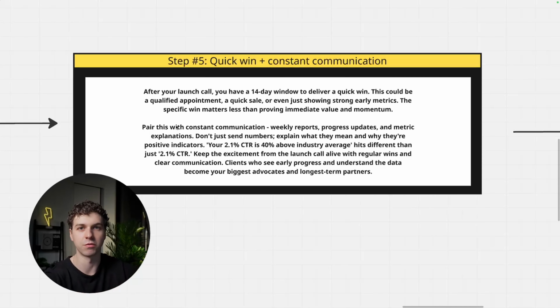If you pair this with constant communication, weekly reports, progress updates, and metric explanations, you don't just send numbers, you're explaining what they mean and why they're positive indicators. For example, your 2.1 click-through rate percentage is 40% above industry average. So that just hits different than just blabbing out metrics where they don't really know what that means. So you just want to keep that excitement from the launch call alive with regular wins and clear communication.